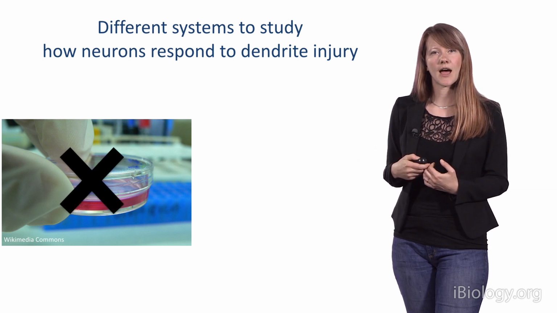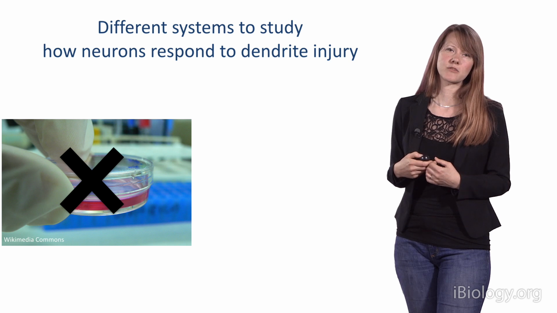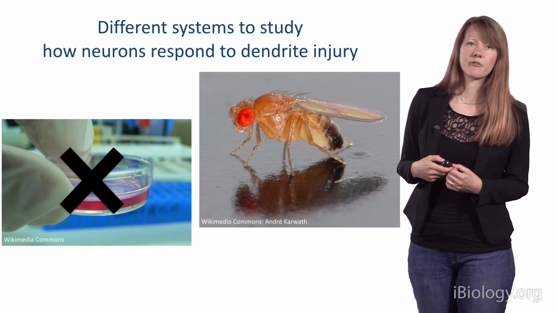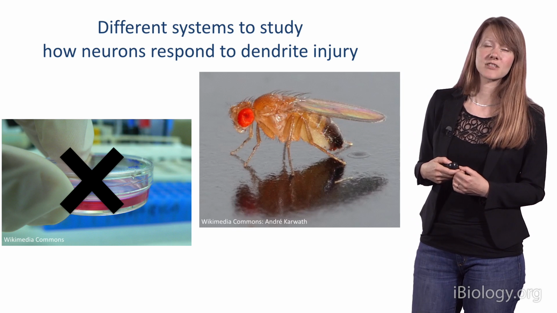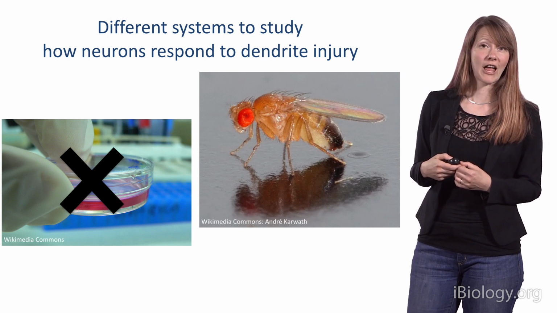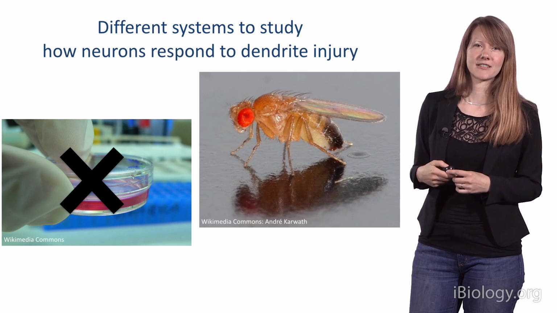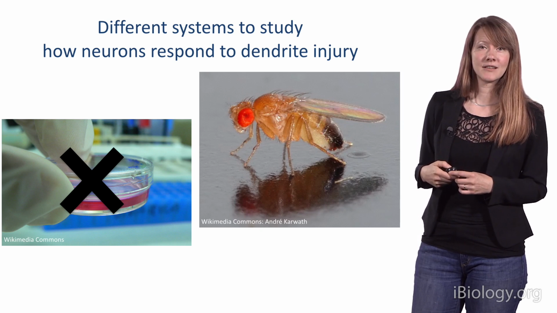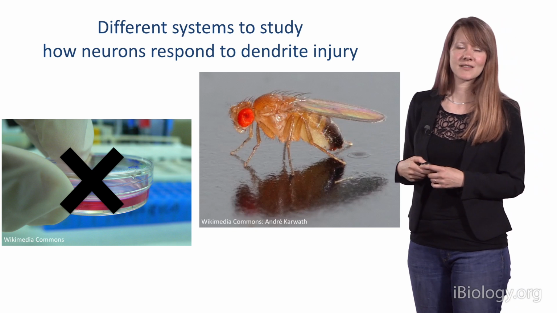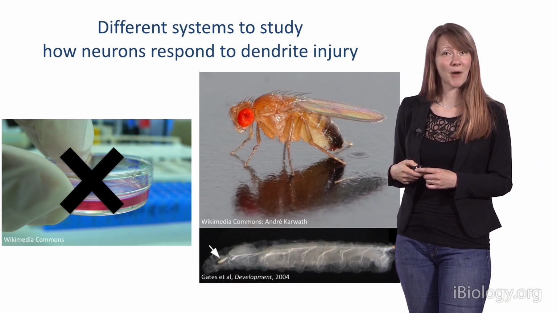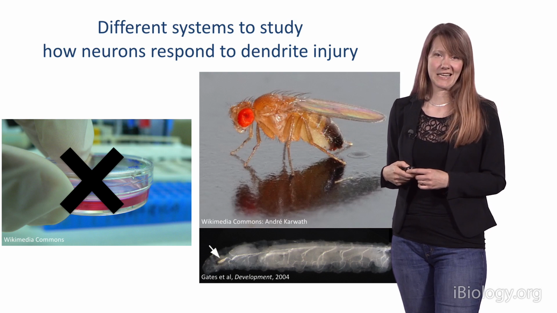So instead, I decided to look at how neurons would respond to injury in an intact animal, specifically looking at the experimental organism Drosophila melanogaster, the fruit fly, which has some specific and technical advantages that make these experiments possible. But I'm not looking at adult animals. I looked at fruit fly larvae, because they're transparent and everything is easy to see.